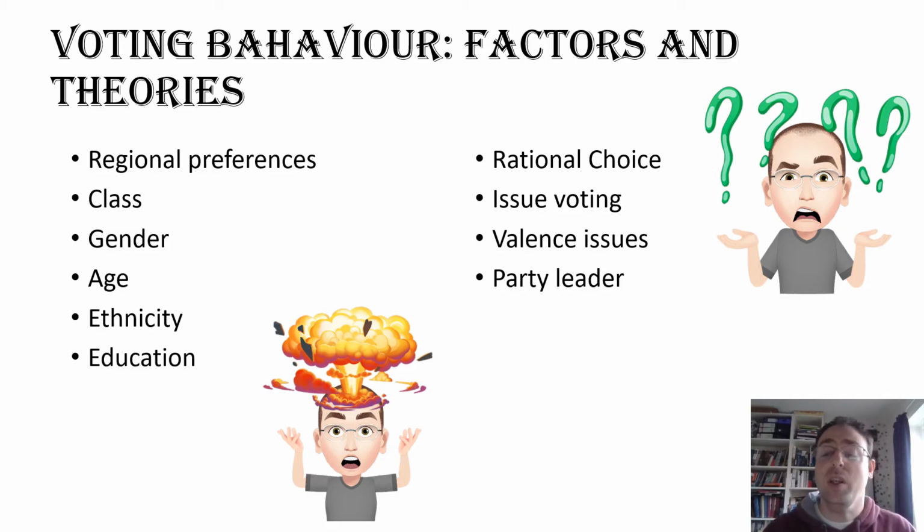You get issue voting, where actually it's the major issues of the day that swing elections, and there'll be particular issues that people will place as being the most important, and then they will look to the party that is closest to them on that issue.